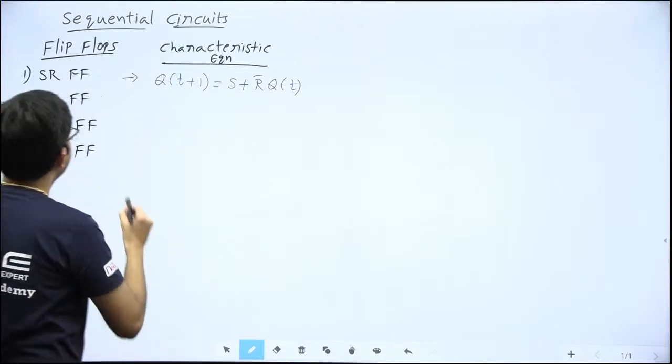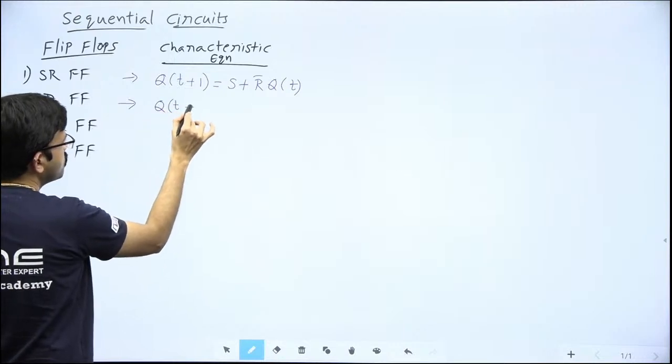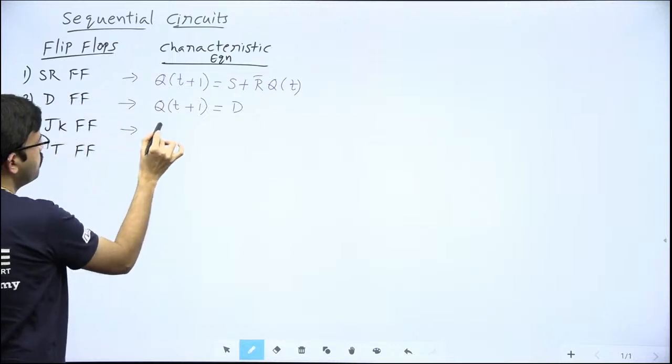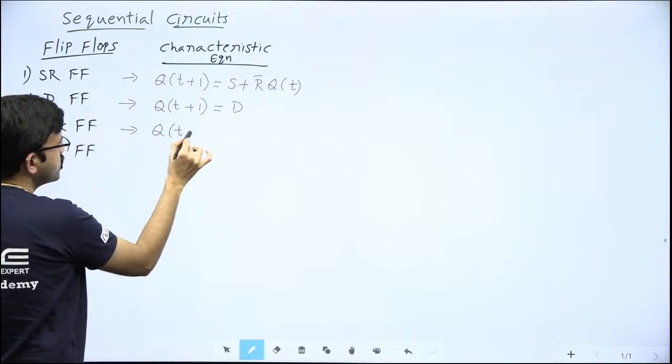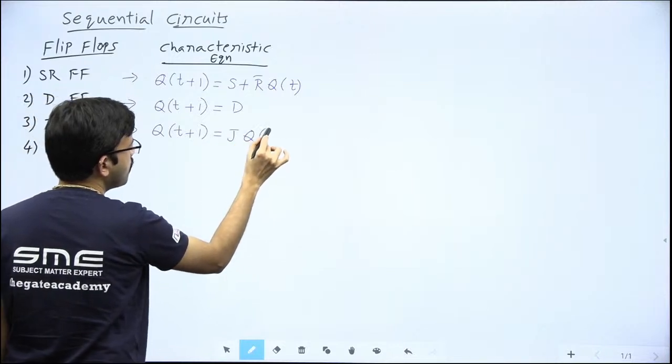Regarding D flip-flop, the characteristic equation is Q of t plus 1 equal to D. Regarding JK flip-flop, the characteristic equation is Q of t plus 1 equal to J Q bar plus K bar Q.